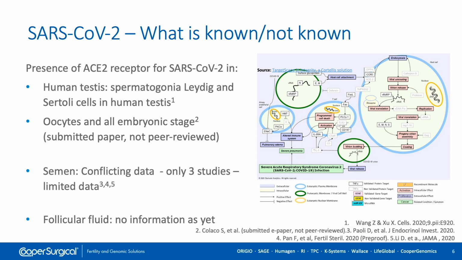There is limited evidence regarding the presence of the ACE2 receptor within tissues of the reproductive tract, and conflicting data concerning the presence of SARS-CoV-2 within semen. So far, there are no reports regarding presence of the virus within follicular fluid.